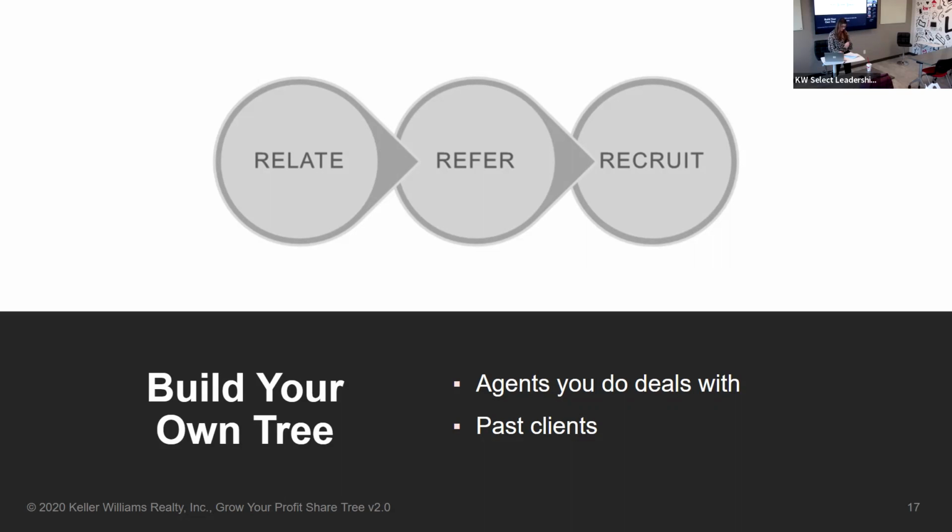Yeah, it says look for other agents who are actively selling real estate and people who are not yet in real estate and are curious about it. Other agents you do deals with, your past clients.